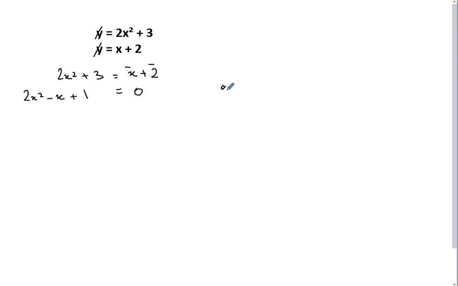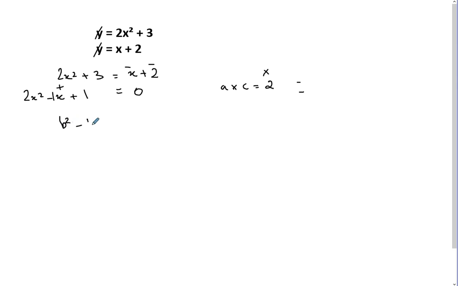Now if you try your AC method, so you'll have 2 times 1, which is 2. So you're looking for two numbers that add to give minus 1 and multiply to give positive 2. You know both numbers are negative, and there are no two numbers that multiply to give 2 and add to give negative 1. So it's not solvable.